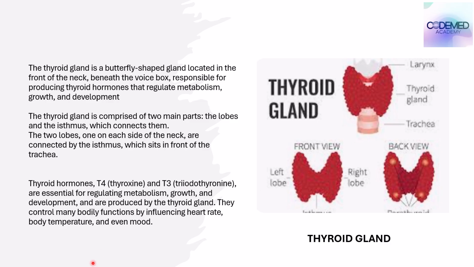The thyroid gland produces two important hormones. One is T4, which is called thyroxine, and the other is triiodothyronine, which is essential for regulating metabolism, growth, and development, and both are produced by the thyroid gland. They control many bodily functions by influencing the heart rate, body temperature, and even the mood. The posterior part of the thyroid gland, where you can see the four dot-like structures, is nothing but the parathyroid gland. So one must know the location of the parathyroid gland also.